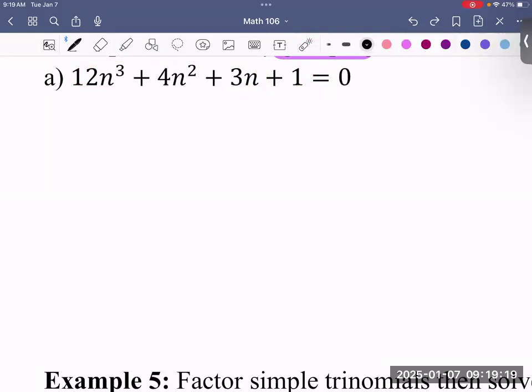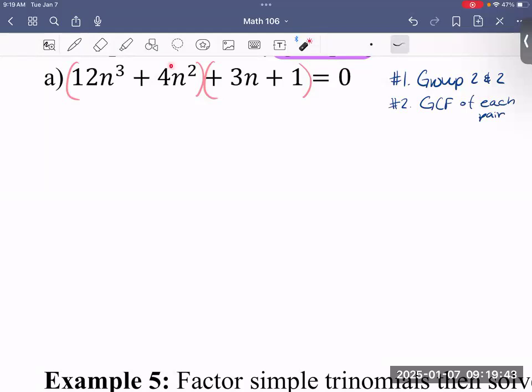So no GCF. So instead, let's go ahead and group. So first thing we want to do is group your first terms. So step 1, group 2 and 2. All right, so now step 2, now that everything's grouped, look for a GCF of each pair.